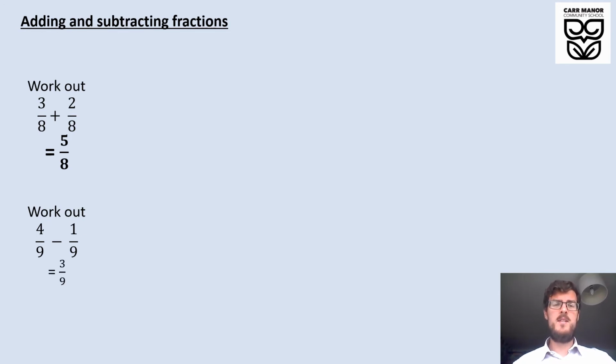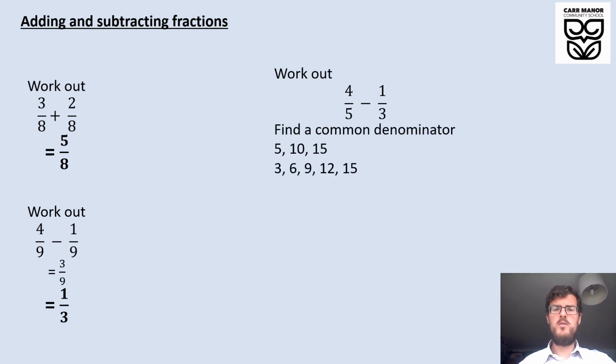3/9 can be simplified because we have a common factor of 3 in both of them, so we get a third. Now, if we don't have a common denominator, in this example 4/5 minus a third, we need to make one. We can use equivalent fractions to make both of these fractions have the same denominator. What we do is we look for a common multiple of 5 and 3. We know that the common multiple of 5 and 3 is 15. If you had more difficult or larger numbers, you could write out the times tables and then circle the multiple that's the same in both.